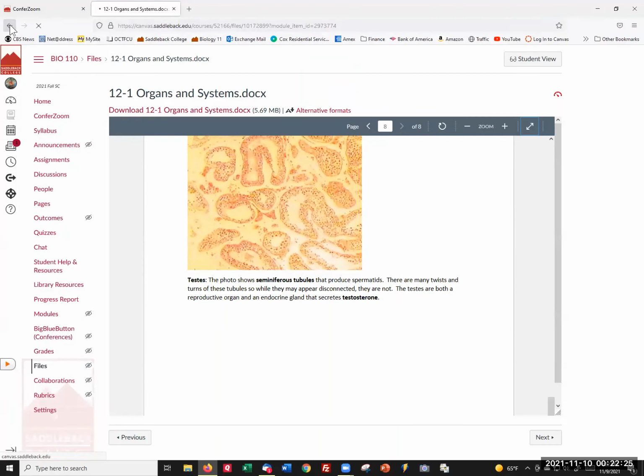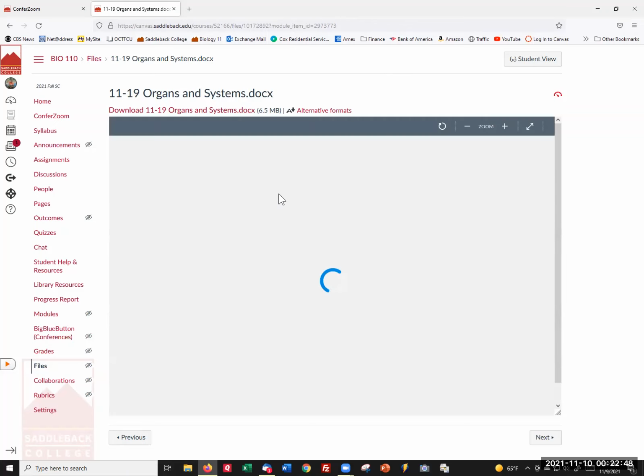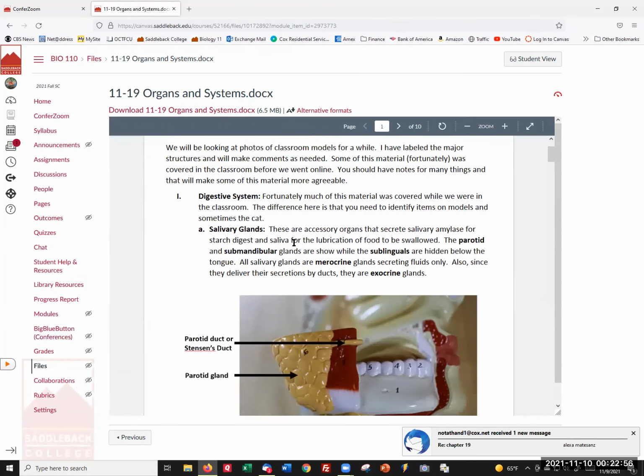Okay, I'm not going to even go through this one. I'm just going to let it load up. I want to see if it's the same or not. Okay, this is not the same.